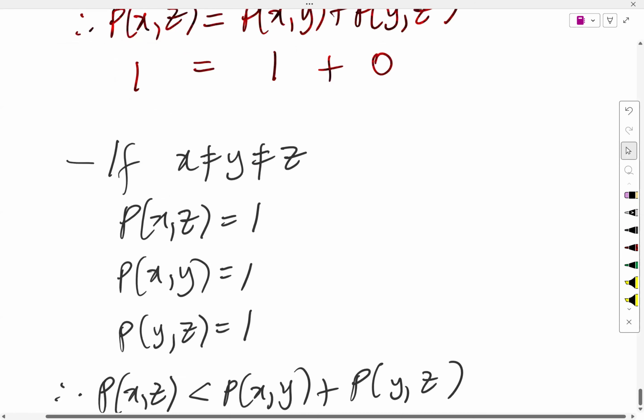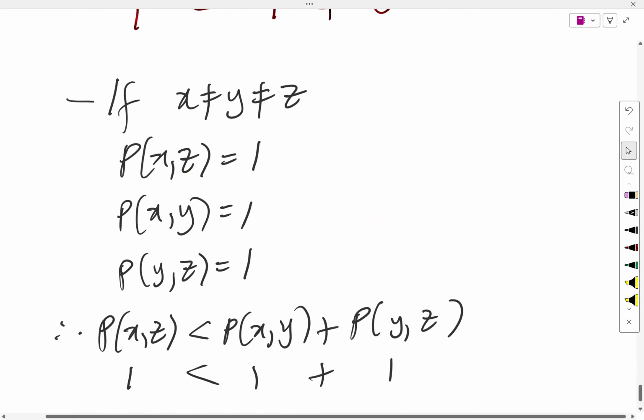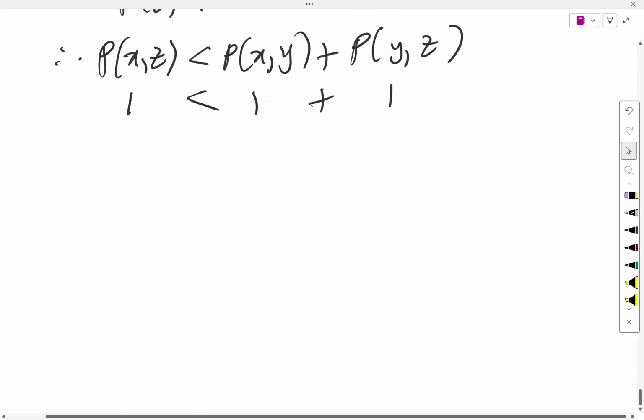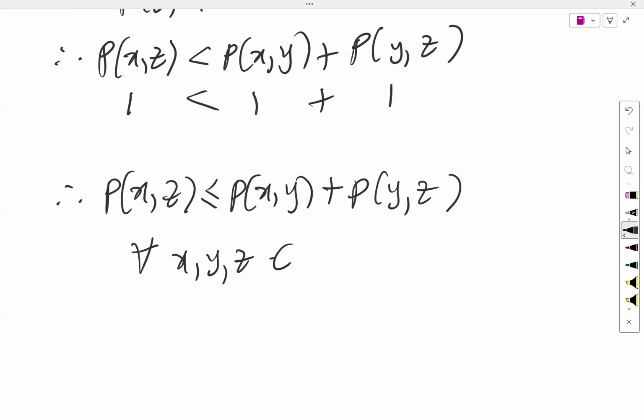So we have 3 cases of equality, and we have 1 case of less than. Putting everything together, we can now say, therefore, p of xz is less than or equal to p of xy plus p of yz, as expected, for all x, y, z belonging to the real number system. So that is all we have there, and that brings us to the end of the question.